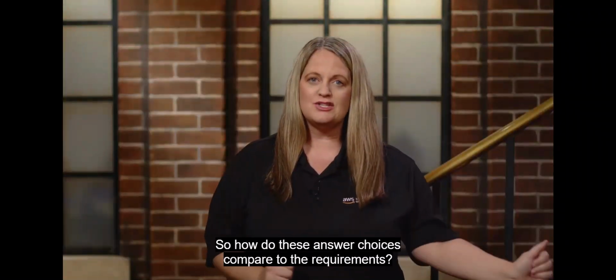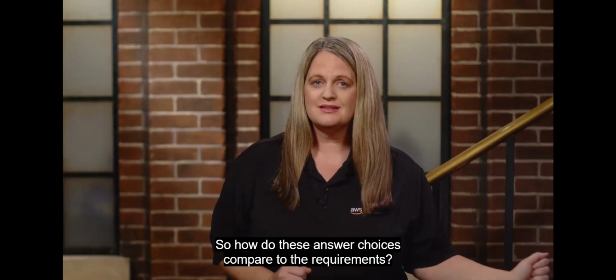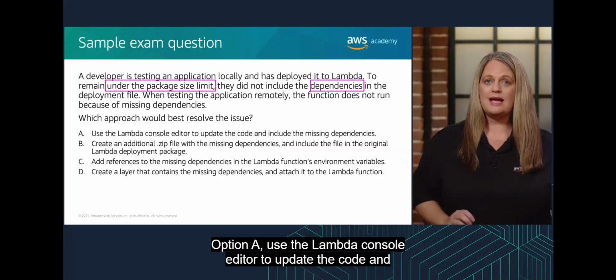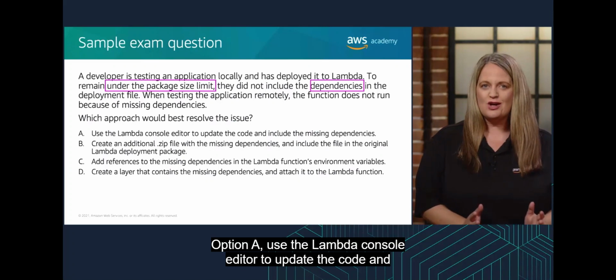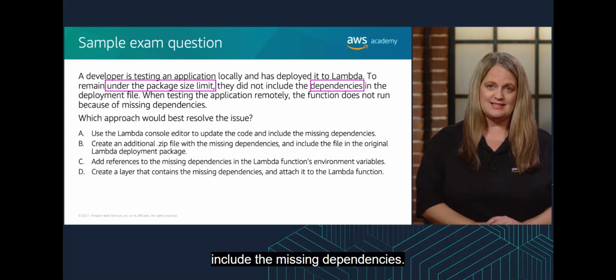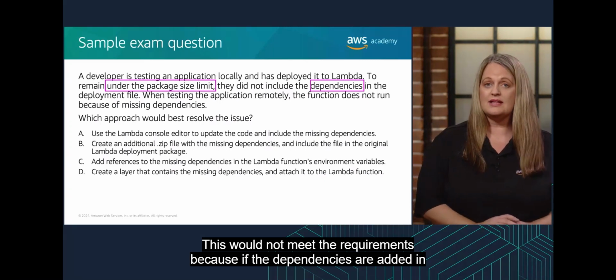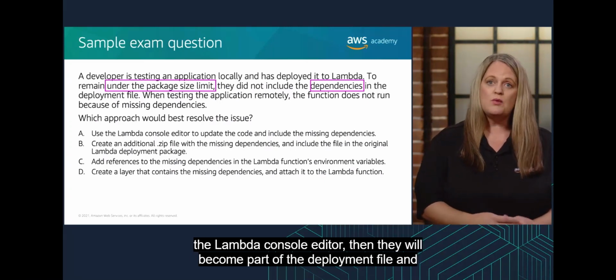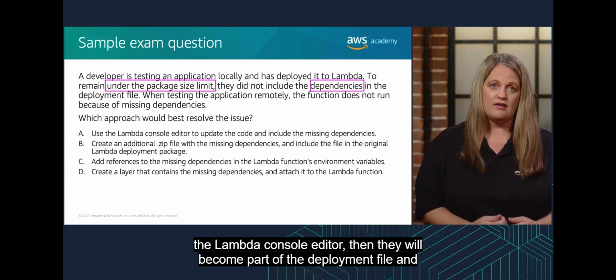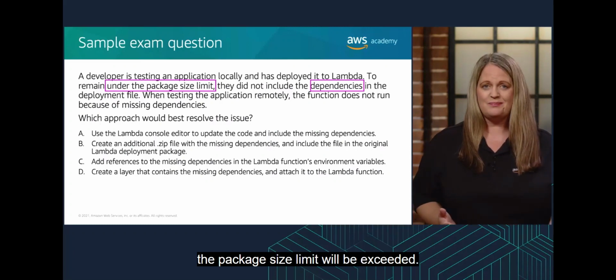So how do these answer choices compare to the requirements? Option A, use the Lambda console editor to update the code and include the missing dependencies. This would not meet the requirements because if the dependencies are added in the Lambda console editor, then they will become part of the deployment file and the package size limit will be exceeded.